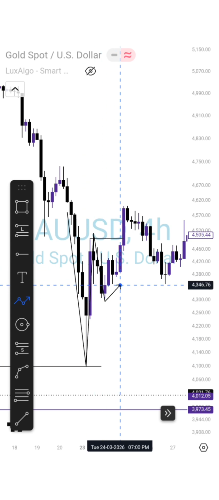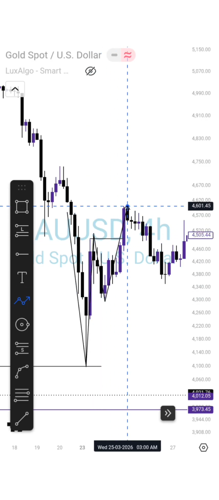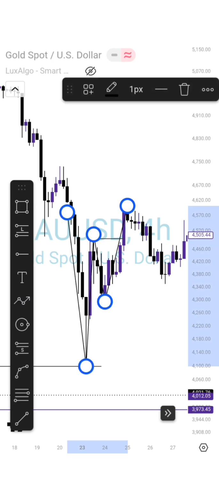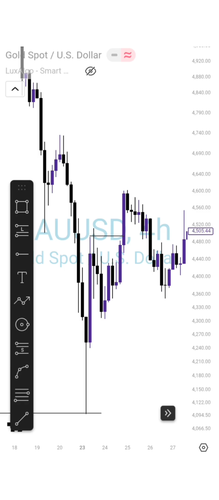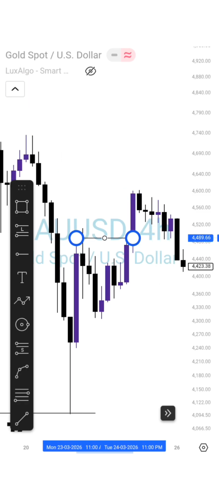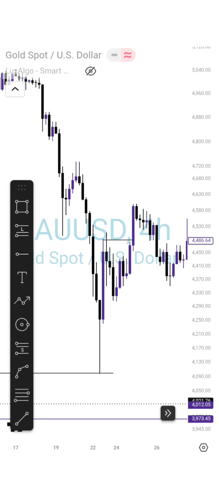Now this failure to swing was able to break what? This high, right? So this high was broken, leading to a break of structure. And we know that a break of structure now leads to a change of character. Okay, but I don't want to use those terms, change of character and break of structure. Let us just stay on the fact that price broke a high.